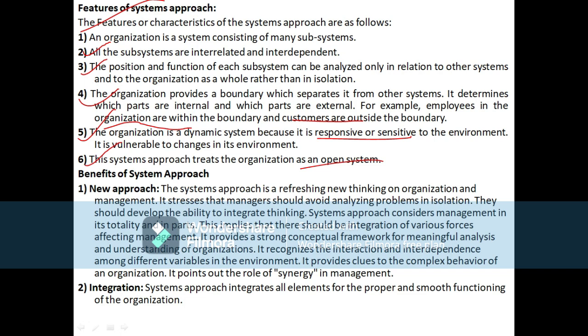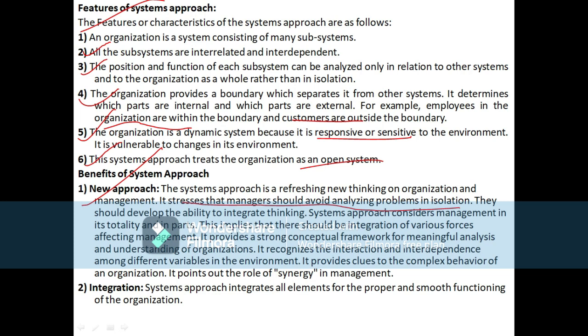Then if you see the benefits of the systems approach, what are the benefits? The first one is new approach. New approach means the systems approach is a refreshing new thinking of an organization and management. It stresses that managers should avoid analyzing problems in isolation.